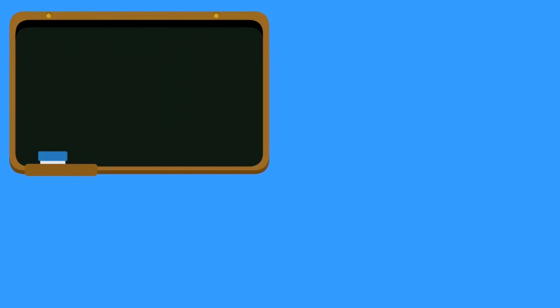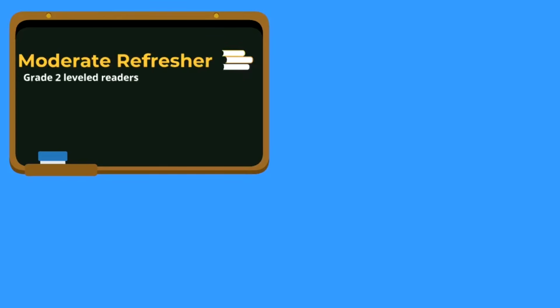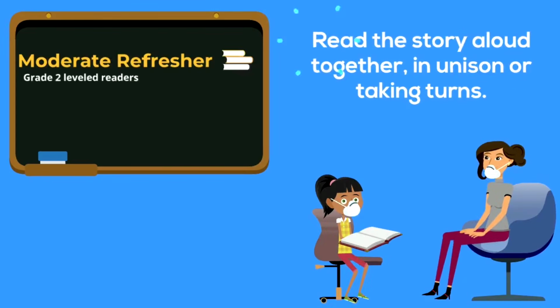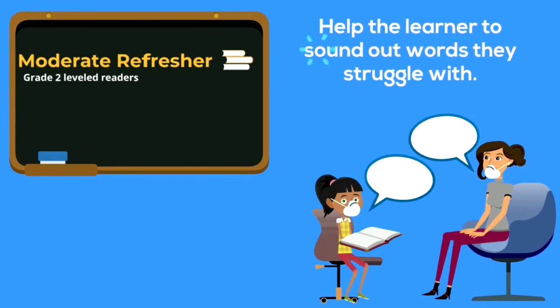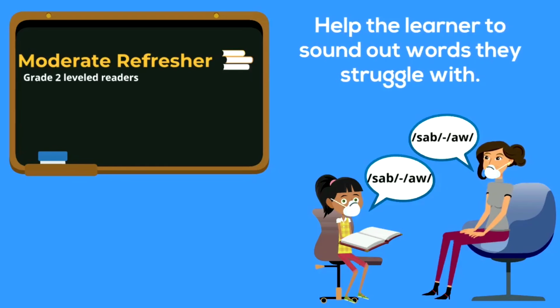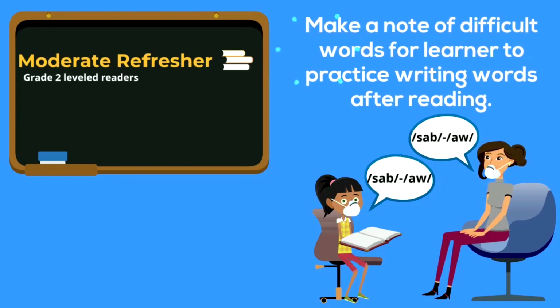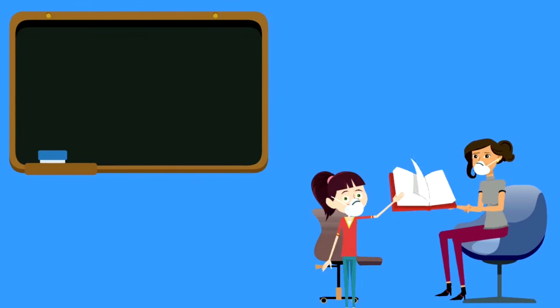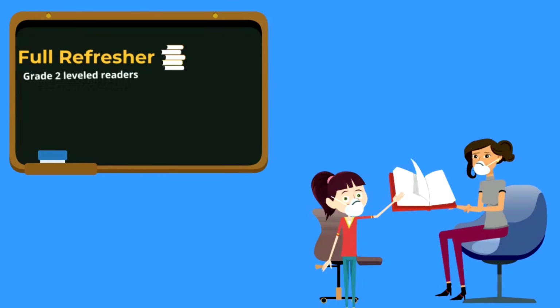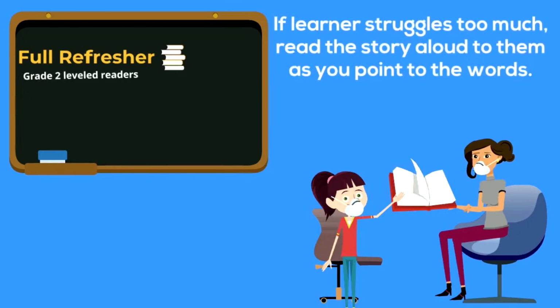Learners in need of a moderate refresher should also use grade 2 leveled readers. Read the story aloud together, either in unison or by taking turns. Help the learner sound out the words they struggle to read and take note of these difficult words. Then ask the learner to practice writing these words after you finish the story. A learner in need of a full refresher may struggle reading grade 2 leveled readers. You may have to read the story aloud to them, pointing to the words as the child follows along.